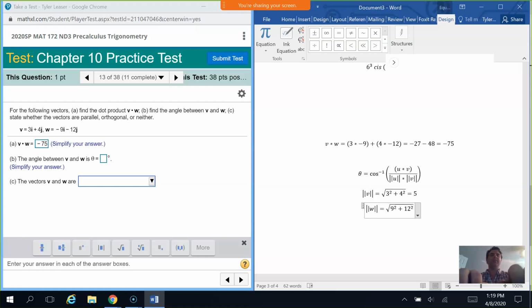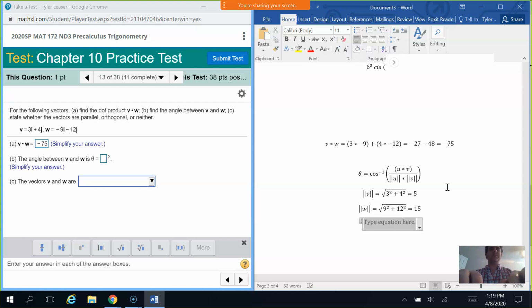I don't think this comes out to be a nice one. So what is it? 225. I guess it is a nice one. I think the square root's 15. Yes. Okay, so then that's pretty much it.